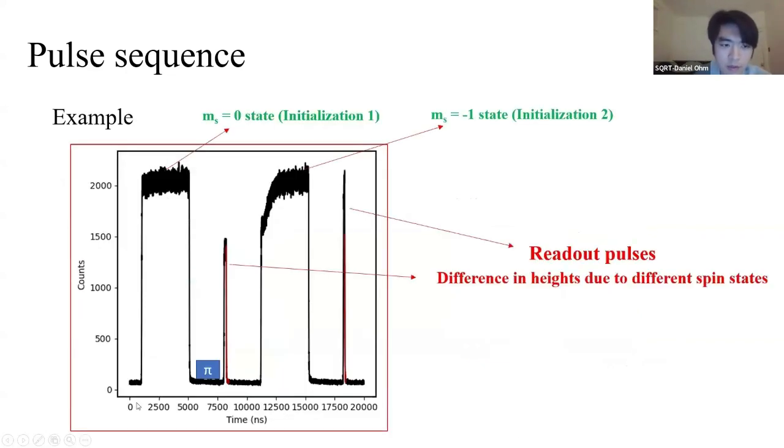So this is an example of the pulse sequence, and this is actual data I took in the lab. And so as you can see, this is the ms equals 0 state we initialized. And here I applied a pi pulse right here. And this is the readout pulse. So after the readout pulse, once I do my initialization again, you notice this short ramp up because I was in the ms equals minus state due to my pi pulse right here.